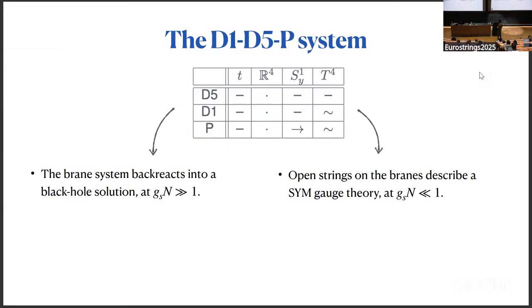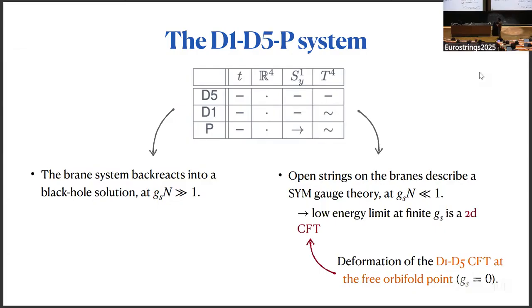Well, what is the D1-D5-P system? Consider a spacetime of topology time, R^4, S^1, and T^4. Consider some D1 branes that are extended along time and the S^1, some D5 branes along time, S^1 and T^4, and a momentum wave in one of the null-like directions of the S^1, such that you have a supersymmetric system. At strong string coupling, the brane system backreacts into a black hole solution. Whereas for weak string coupling, the open strings on the branes describe a super Yang-Mills gauge theory. The low energy limit of that gauge theory at finite g_s is a two-dimensional CFT that is complicated to describe, but one can understand it as a deformation of the D1-D5 CFT at the free orbifold point.